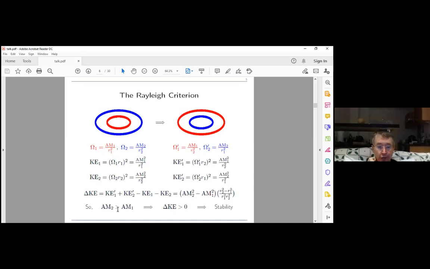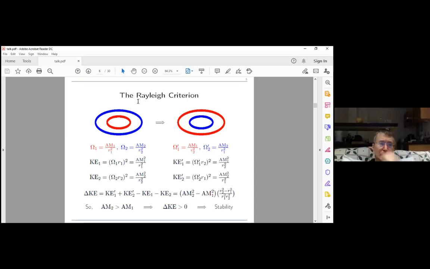Alternatively, if the sign here were the other way around, then the change in energy would be negative. That would mean the system could spontaneously go from here to here, and in the process it would release energy, which then shows up as the energy in the instability. So that is basically an outline of where the Rayleigh criterion comes from.